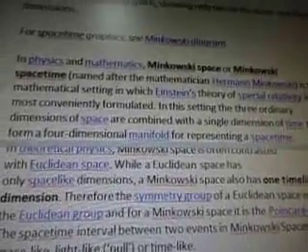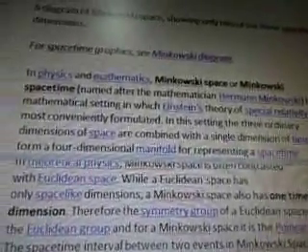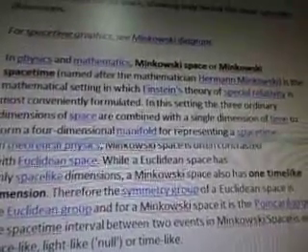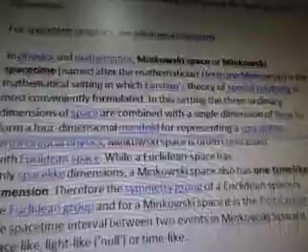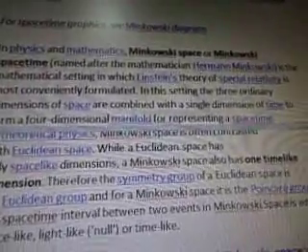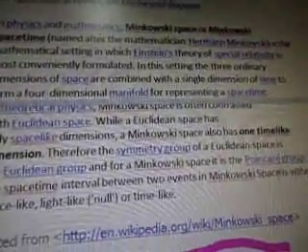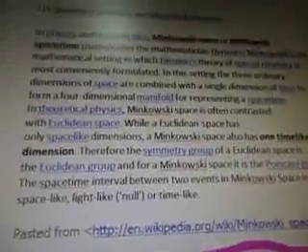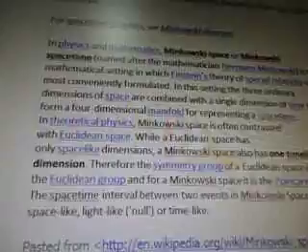Okay, in physics and mathematics, Minkowski space or Minkowski spacetime, named after the mathematician Hermann Minkowski, is the mathematical setting in which Einstein's theory of special relativity is most conveniently formulated. In this setting, the 3 ordinary dimensions of space are combined with a single dimension of time to form a 4-dimensional manifold for representing space-time.